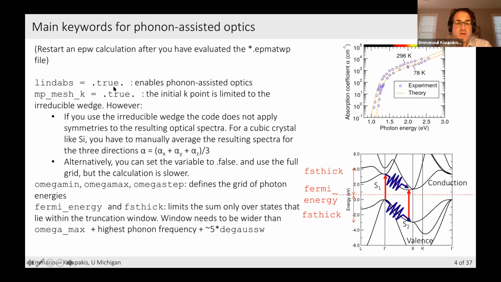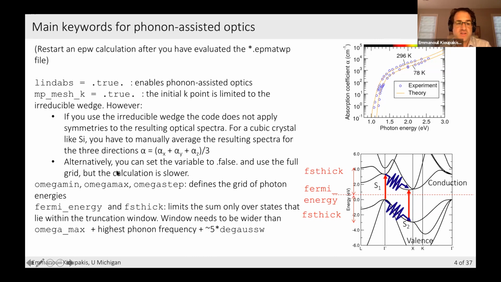Alternatively, you can set the mesh flag to false. In this case, you do the full grid. You won't have to worry about symmetries or about symmetrizing the matrices in the end, but it will take a lot longer to do. All right. In the case of silicon, the irreducible wedge is only 1/48 of the full zone. So your calculation would be 48 times slower to arrive at the same answer. So it's up to you to choose which way to go. But in our example, we will use the irreducible wedge and then we will average out. All right. So that's one choice you need to make early on.